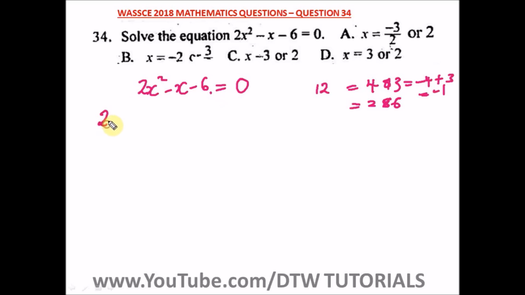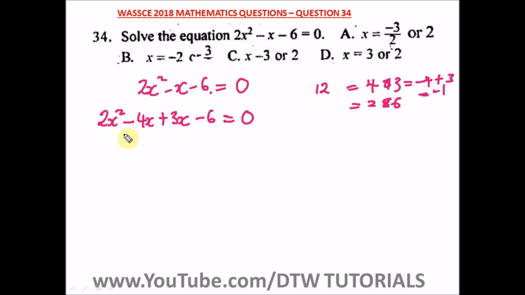So from here, let's put in our values down. We have 2x squared, minus 4x. I hope you remember factorization. If you don't, please try to watch a video on the DTW Tutorials channel that would explain this better. So we have minus 4x plus 3x, then drop your minus 6 equal to 0.